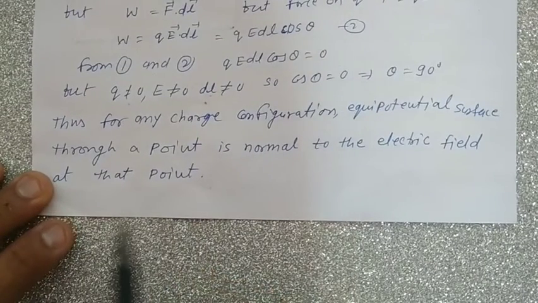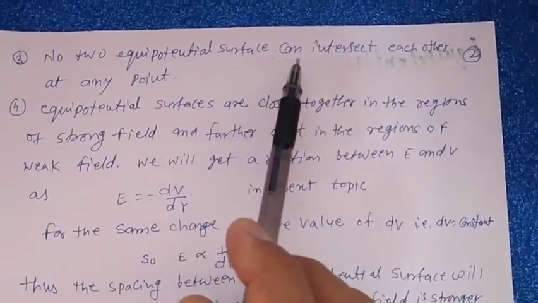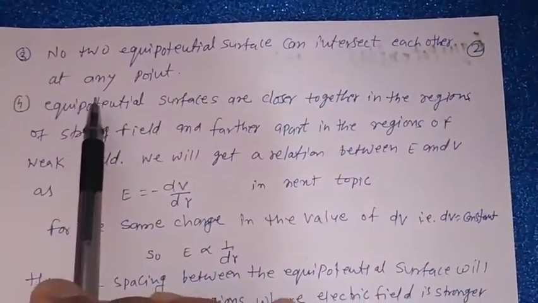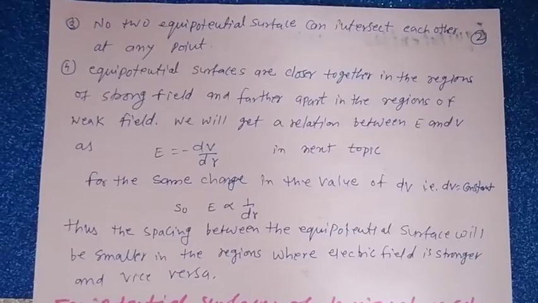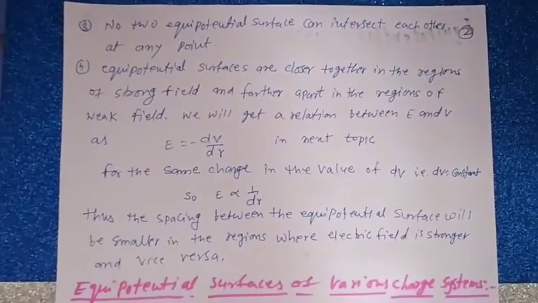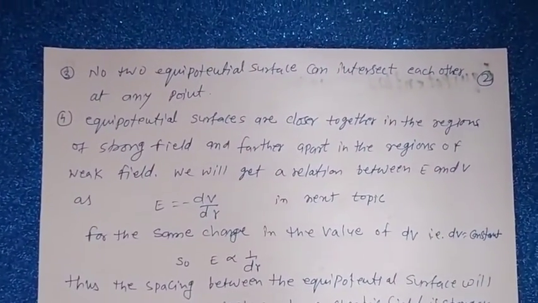Third, no two equipotential surfaces can intersect each other at any point. If they intersect each other at a point, then we get two electric potentials at a point, which is not possible.